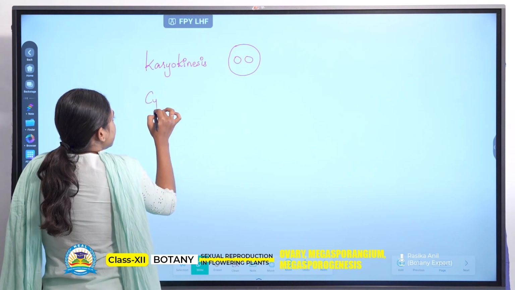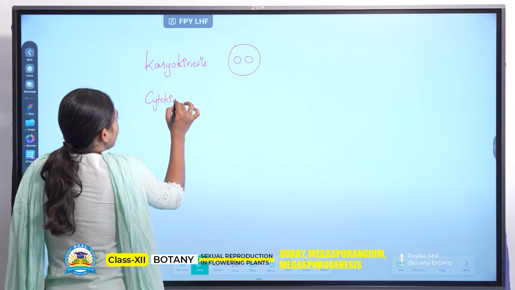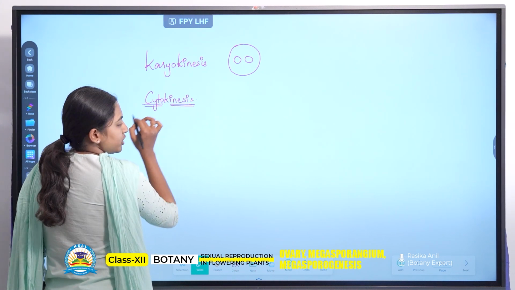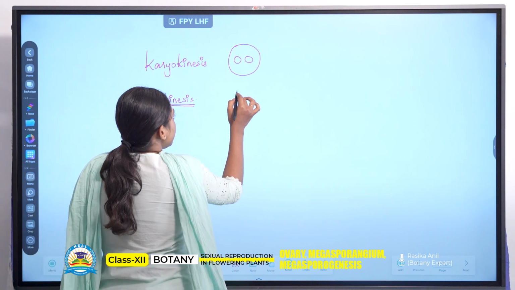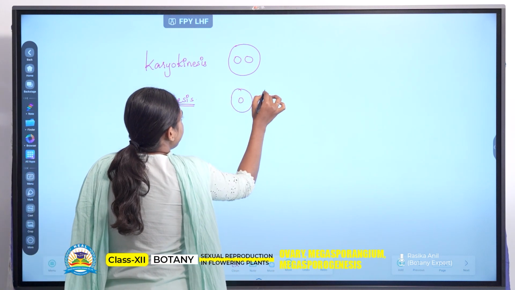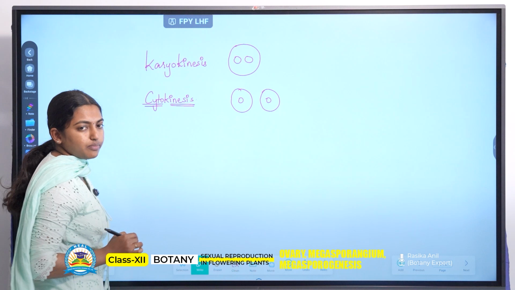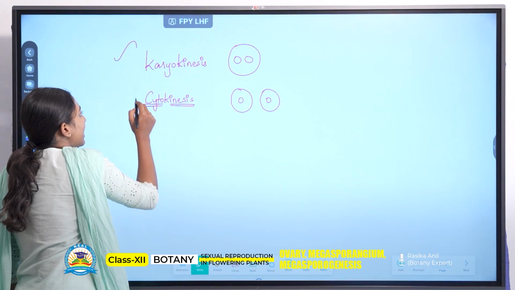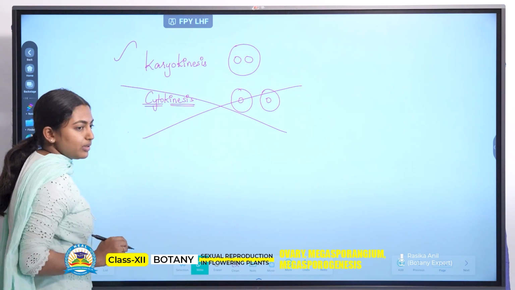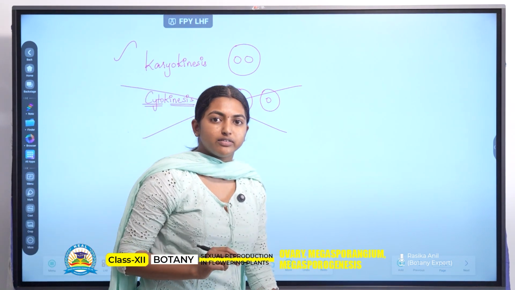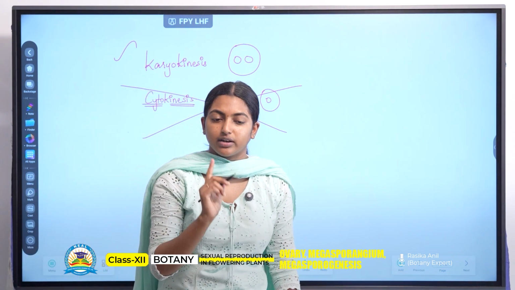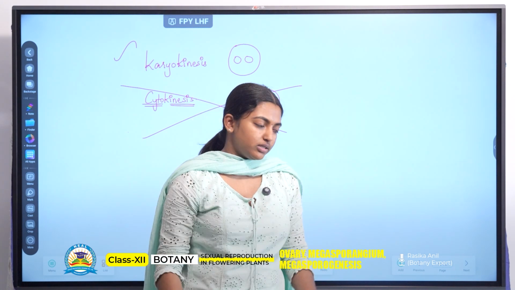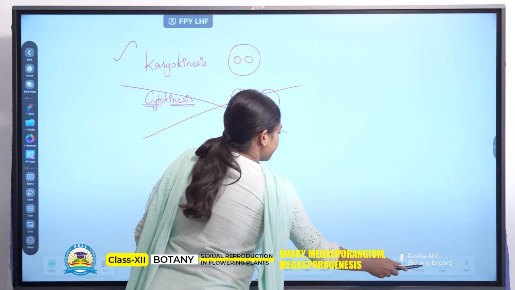Then you will have cytokinesis. Cytokinesis is nothing but division of cytoplasm. So here the cytoplasm will divide and it will form 2 different cells. Free nuclear division means karyokinesis will happen but cytokinesis will not happen. So what is a free nuclear division? Free nuclear division is a division in which karyokinesis is not followed by cytokinesis. Simple as that. Now let's come back.